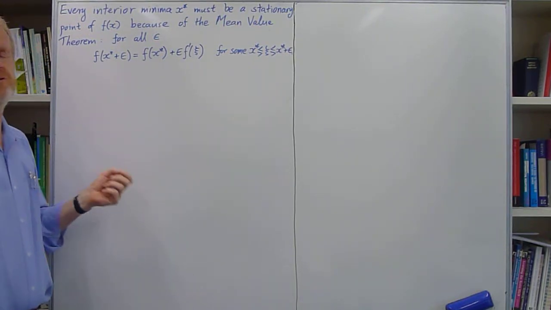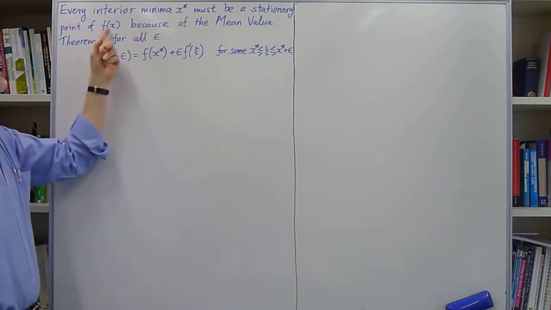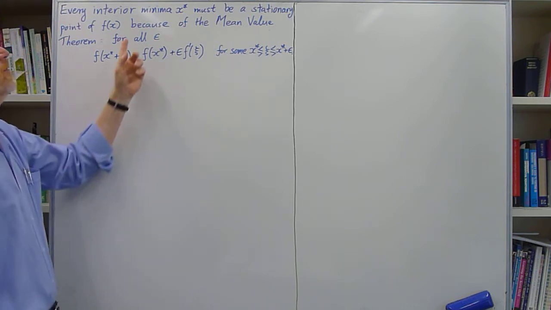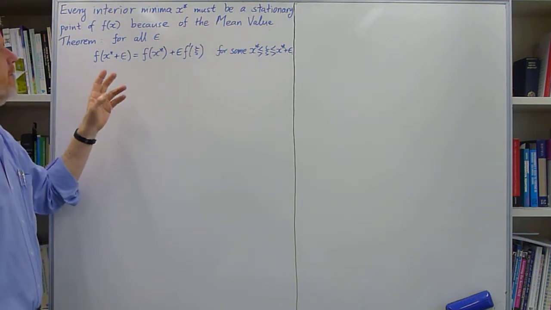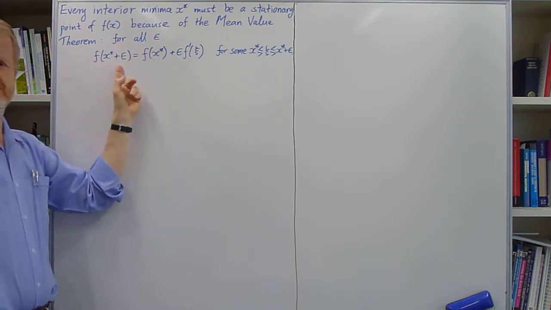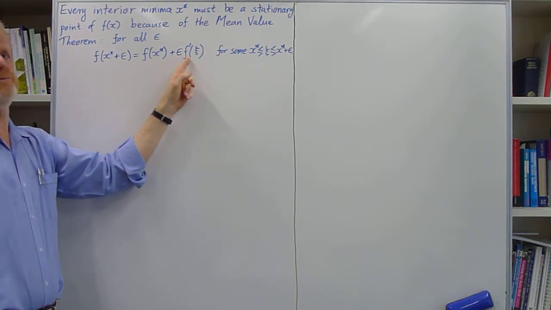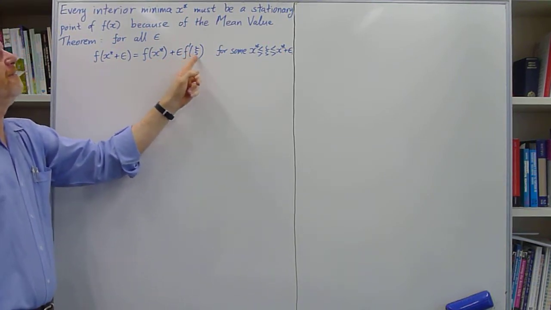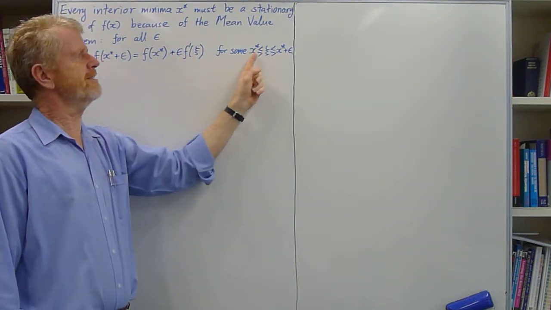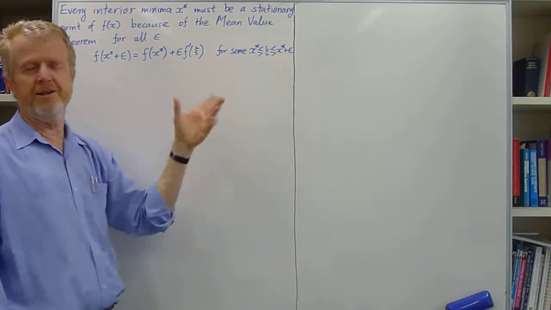Now let's prove that every interior minimum x star of a function f of x must be a stationary point of f of x. This arises because of the mean value theorem from calculus, that for all epsilon, f of x star plus epsilon is f of x star plus epsilon times the slope f dashed, evaluated at a point psi, which is in between x star and x star plus epsilon, and that's true whether epsilon is positive or negative.